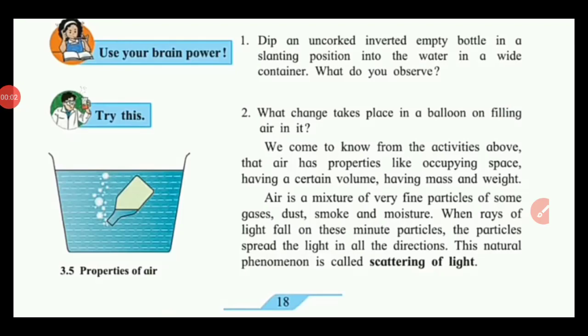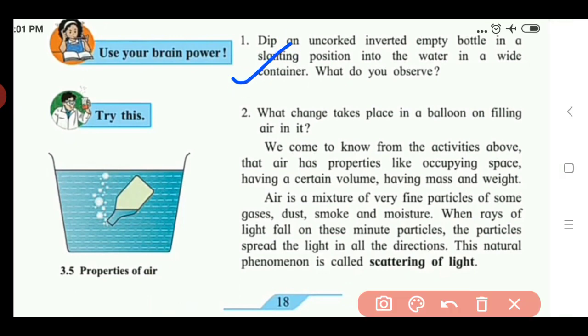So I again repeat this question. For this, use your brain power. So first question is: dip an uncorked inverted empty bottle. Uncorked means the lid is not kept on that bottle. Okay. Dip an uncorked inverted empty bottle.